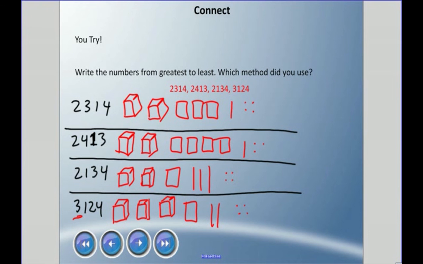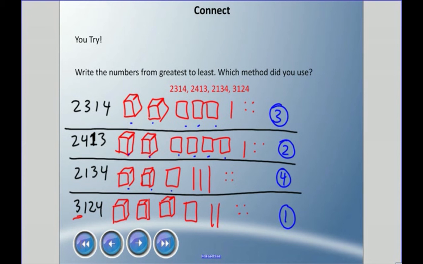Okay, so remember this is going from greatest to least. Let's look at the thousands column. Which one has the most thousands? Clearly this one. So this is number 1 on our list. Now, if you look, there's 2 on the next 3. So next we have to look at the hundreds. This one has 3. This one has 4. This one has 1. Greatest to least, which one has the most? This one here. He's got 4 of them. Then we have 3 of these, and then the last one here.